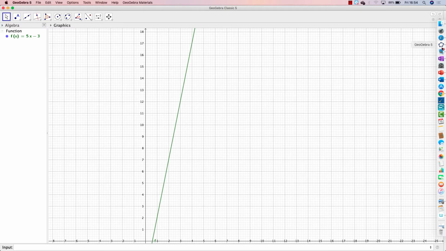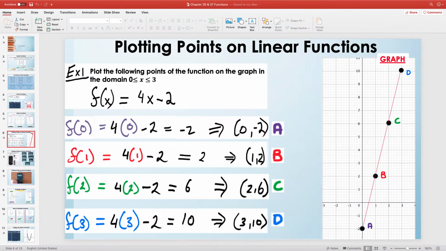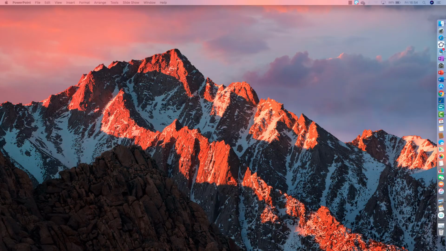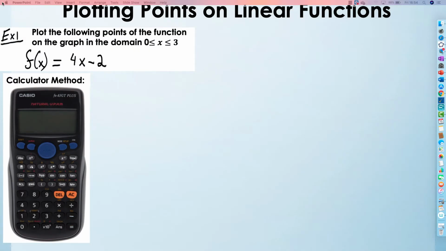Now, there is an easier way to do it, a quicker way even. An awful lot of teachers don't show it. You can do it all in your calculator.